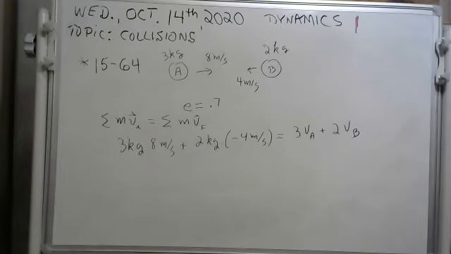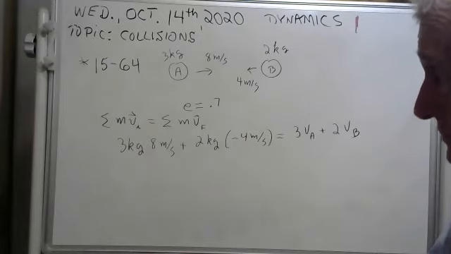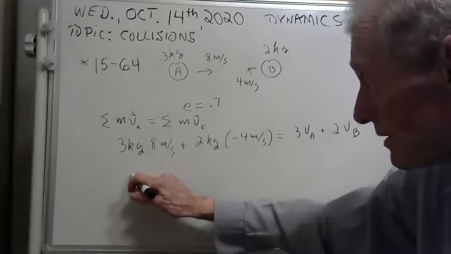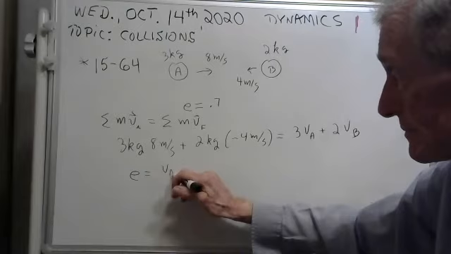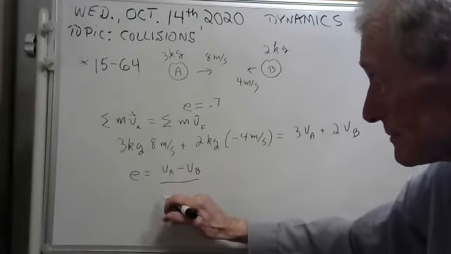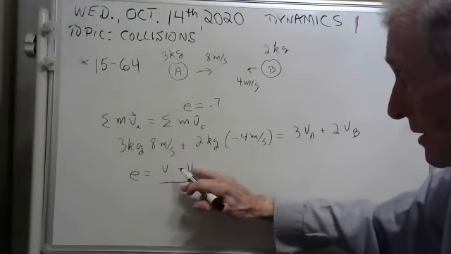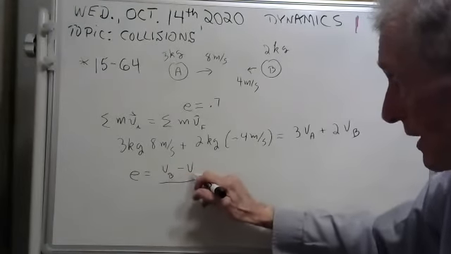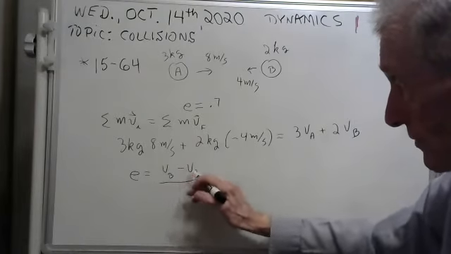All right. Well, we can't solve it though, because see, there's 2 unknowns and we only have 1 equation. Ah, but we have another equation. We have this little guy here. And this is, here, let's do it this way. VB minus VA, and this is VA initial. See, these will be final.